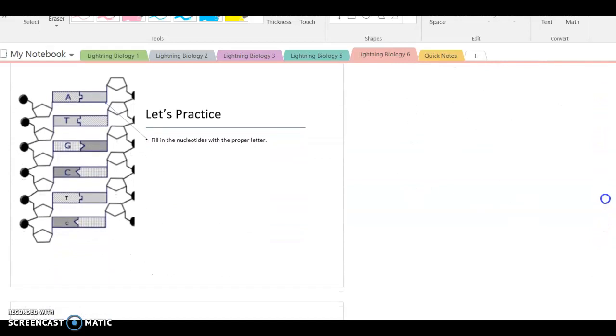So let's just review real quick. Go ahead in your mind. You can do this as I go along. If I have on my 3', we'll say this is 3' to 5', and so over here we would be reading it 5' to 3'. If there is an adenine, what would be its complement? Apples grow on trees, and so adenine will always bond with thymine, so thymine would go there.